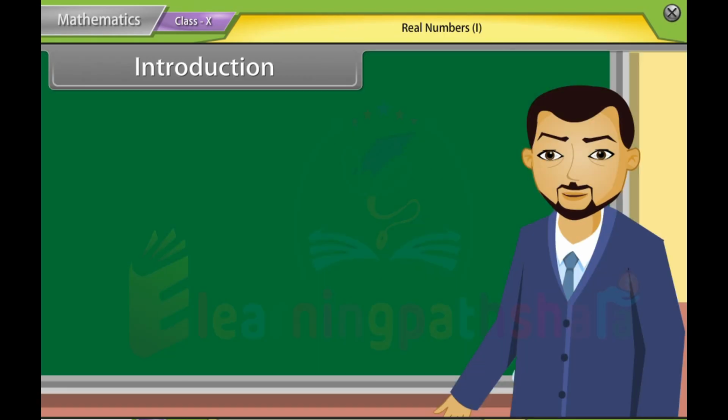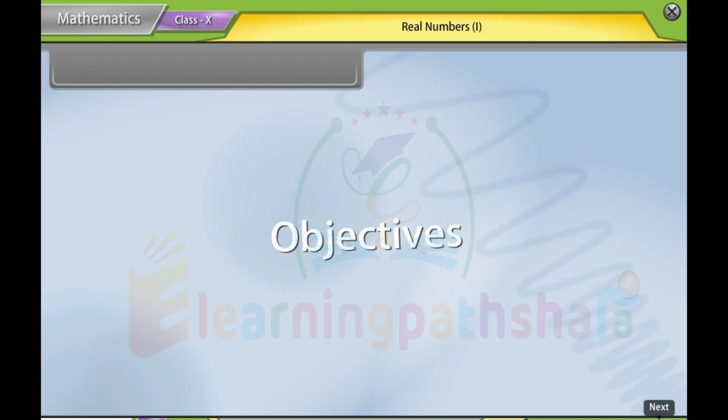Good. Today we will learn about real numbers. Real numbers consist of rational and irrational numbers. The real number system has many subsets: integers, natural numbers and whole numbers. Come, let's study real numbers in detail. Objectives.